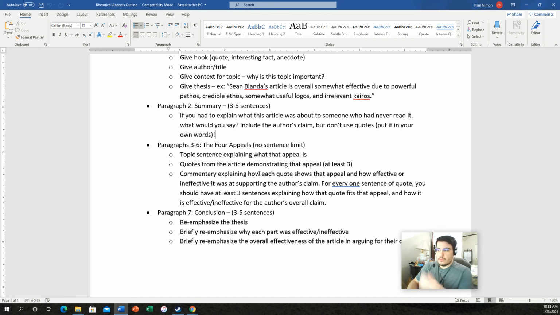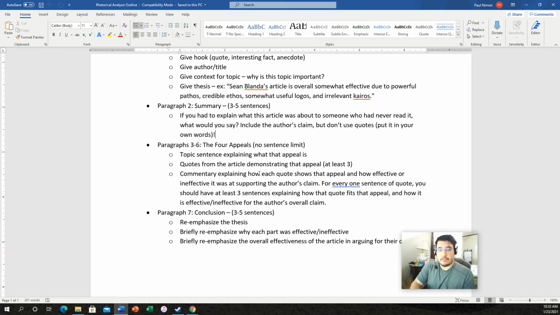For logos, she's got data. She's got information. She's got facts. Are her facts true? Are her facts cited? Are her facts useful, relevant? Are they convincing? Are they interesting? Do they tie back to her claim? Do they prove her claim? Does she tell us where she got them from?